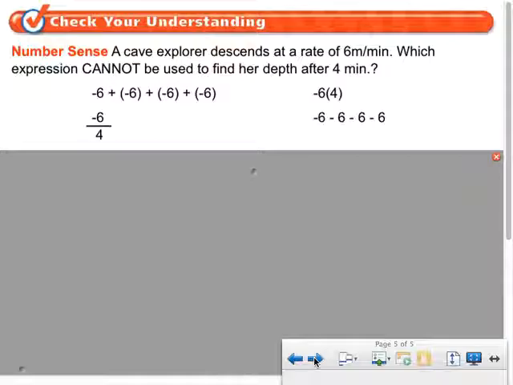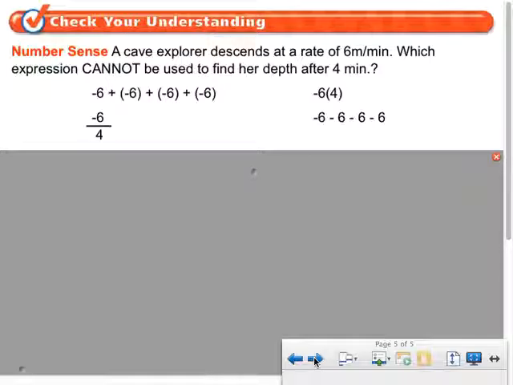Okay? And then, let's take a look at this. I'm going to read this to you because we're running short on time. A cave explorer descends at a rate of 6 meters a minute. Which expression cannot be used to find her depth after 4 minutes? So first of all, let's think about this. They're telling you her speed. They want to know how far she went after 4 minutes. What are you going to do?